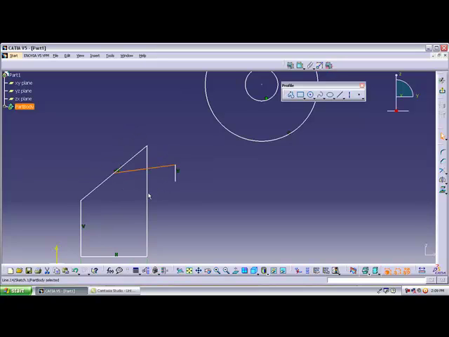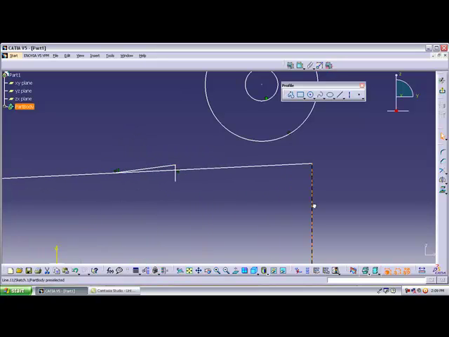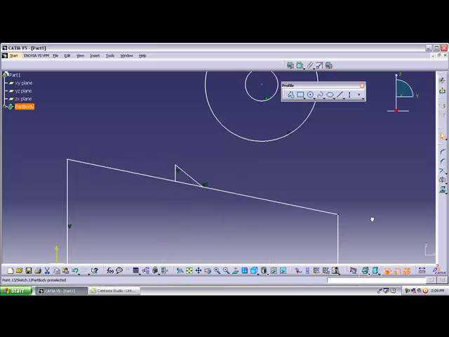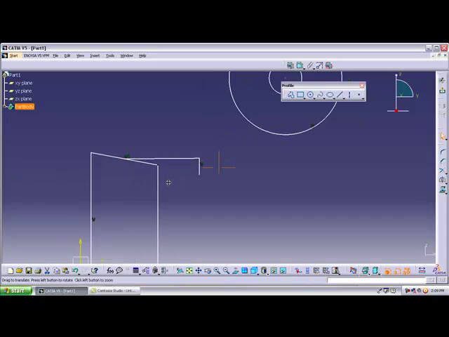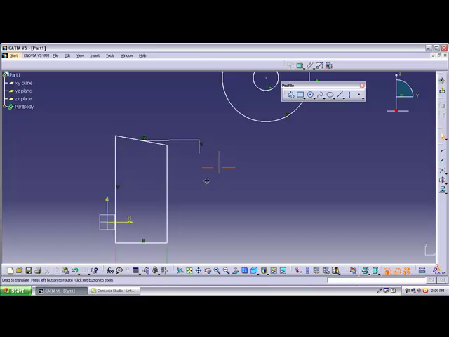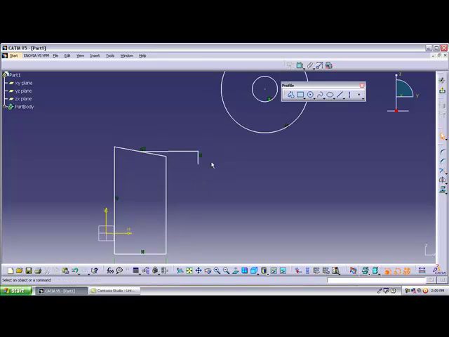Suppose if I increase the rectangle length, then the length of the line is changing. Means automatically the midpoint is varying. See, one more time, I am enlarging this line, and the point also moves. Why? Because the midpoint is the center of the line, that is called a midpoint. Like this you can also apply the property of the midpoint.